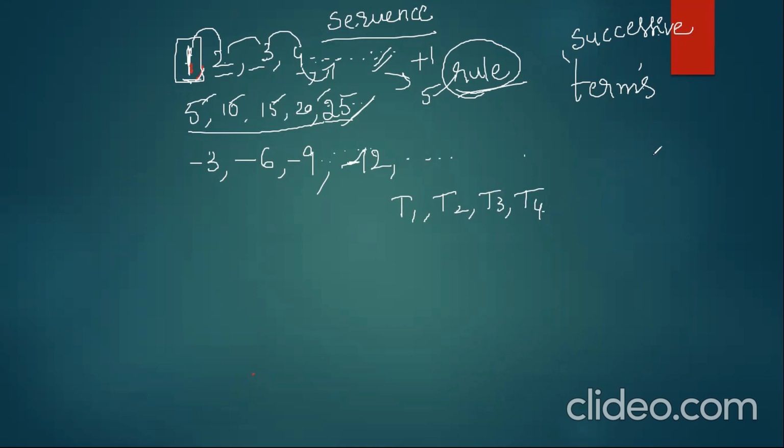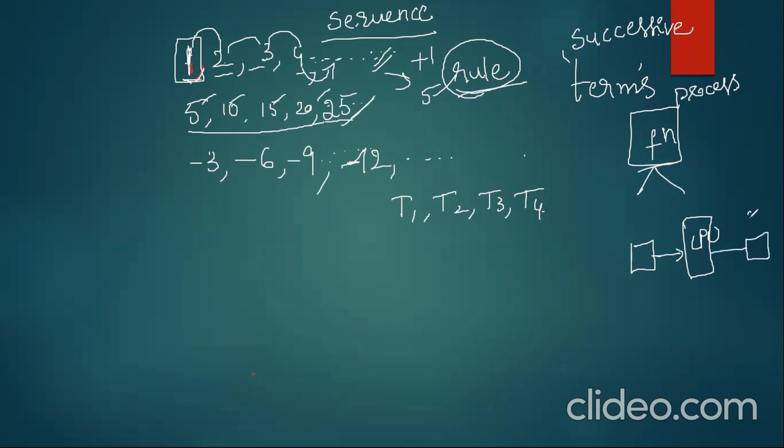Now, if you go for a function, we know function. Mainly, if you talk about function, there are two things, right? Function is a kind of process. If it is a process, take a computer: we are giving input to the computer, the CPU does some process, and we are getting the output.